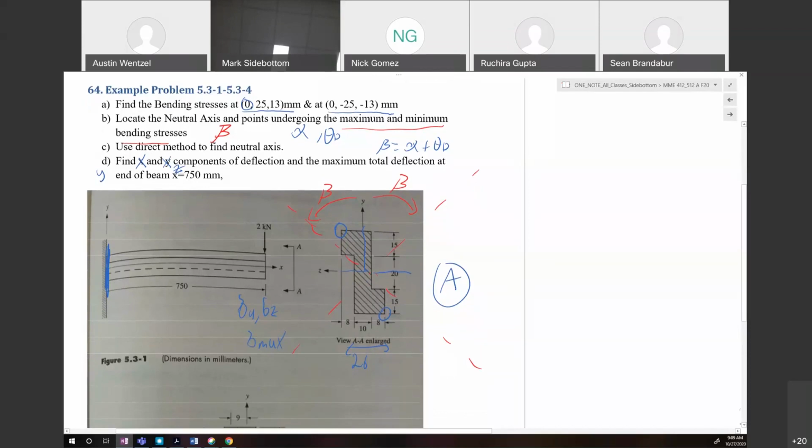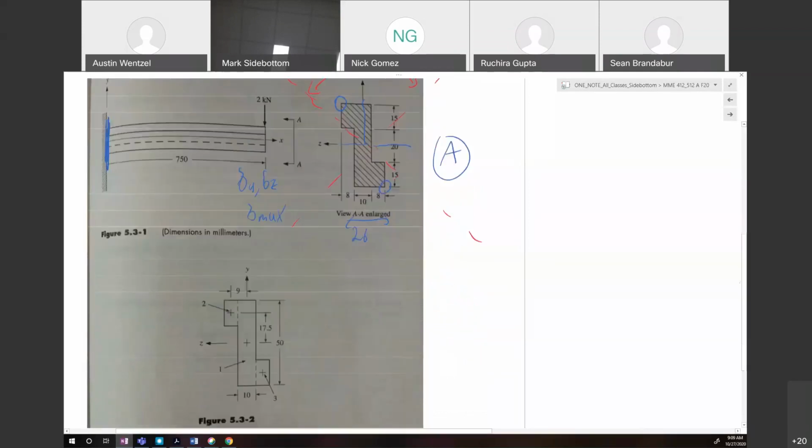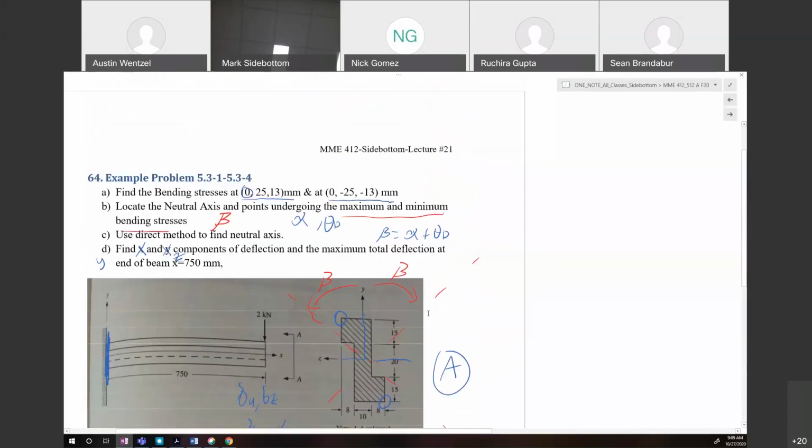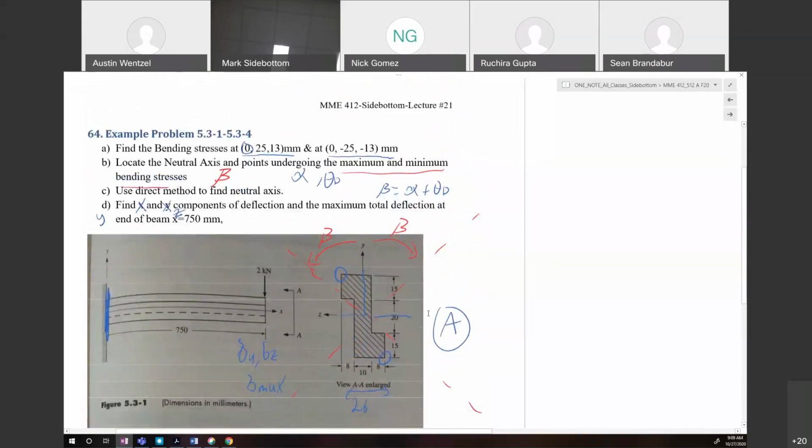So are there any questions about the setup of the problem and what the problem is asking? Okay.